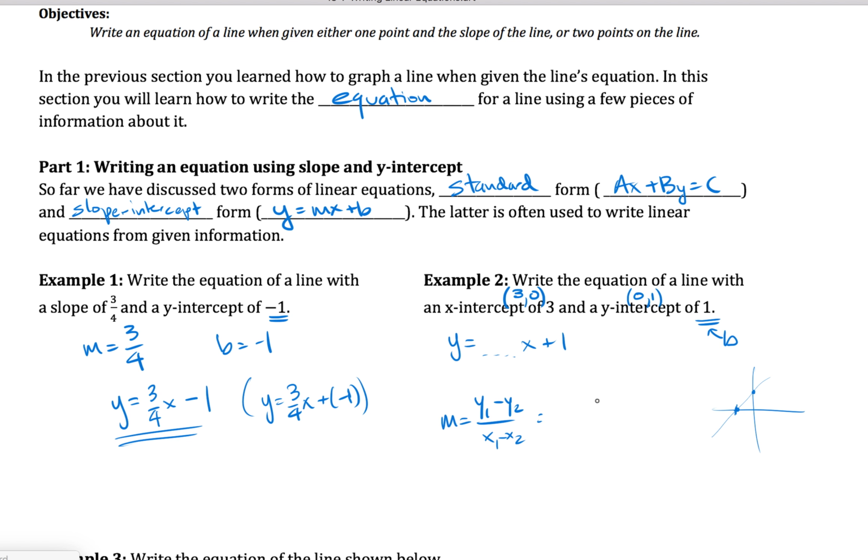This will give us our value of m. So y1 would be 0 minus y2, which is 1, over x1, which is 3, minus x2, which is 0. So we have 0 minus 1, which is -1, over 3 minus 0, which is 3. So my slope here is -1 over 3. So that's my value of m. I just put that in front of the x, and now y equals negative 1/3 x plus 1. That would be my equation for this line in slope-intercept form.